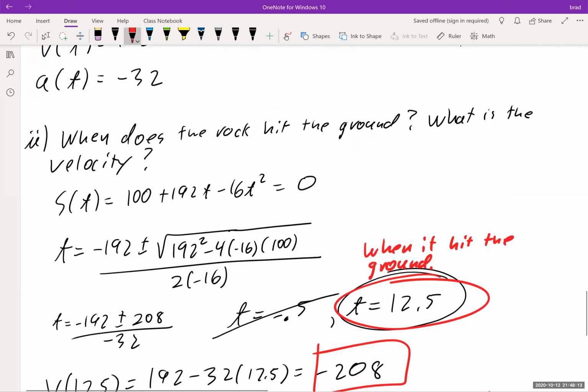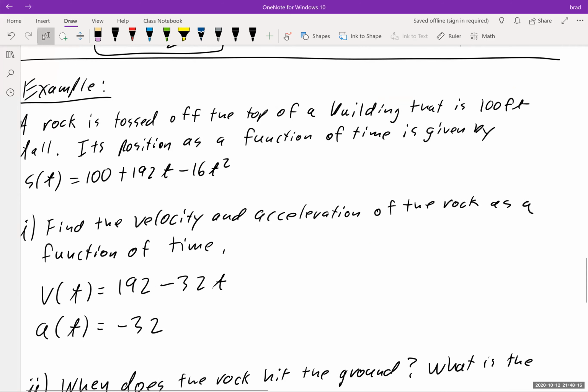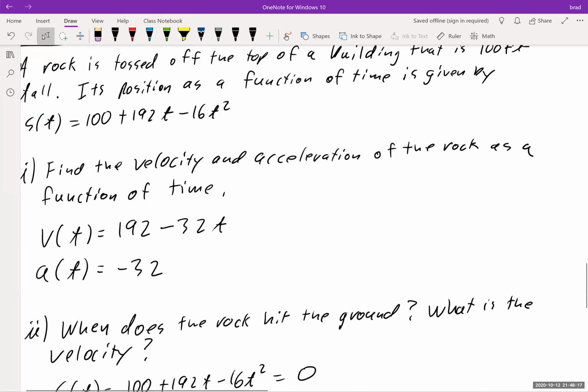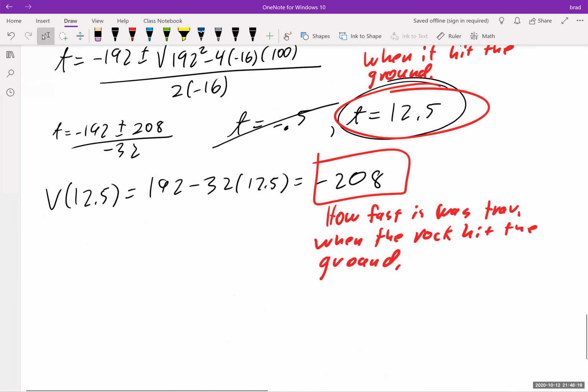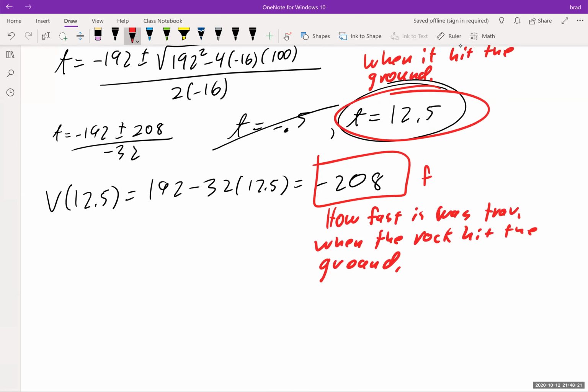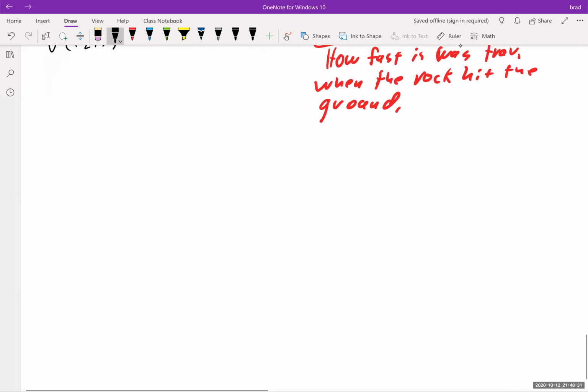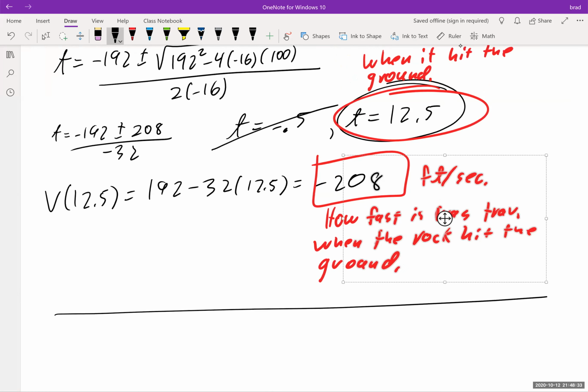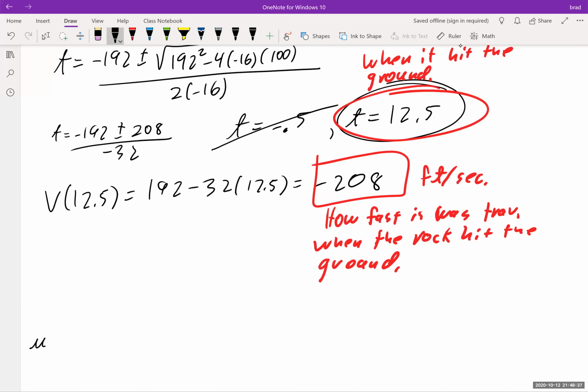Now did they give us measurements? They said feet, and I'm assuming seconds, so we're going to say negative 208 feet per second, okay? So that's that part. Now there's one last question. The last question says, when is the highest point the rock reaches above the ground?